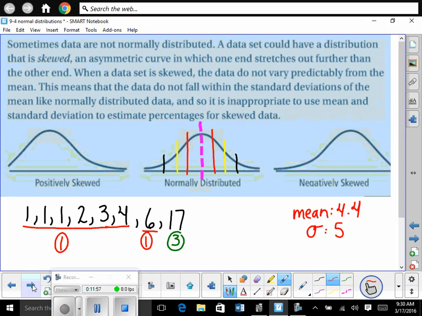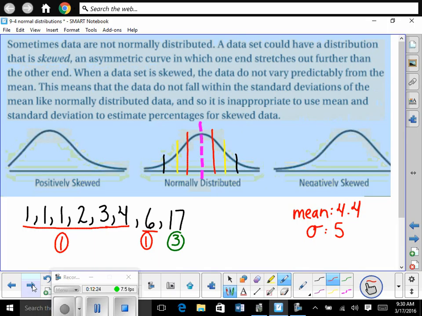So sometimes data are not normally distributed. We've seen a lot of examples where this happens, but we haven't realized that we're looking at a non-normally distributed set of data. So a data set could have a distribution that is skewed. They call it skewed, which is an asymmetric curve in which one end stretches out further than the other end. So when a data set is skewed, the data do not vary predictably from the mean.